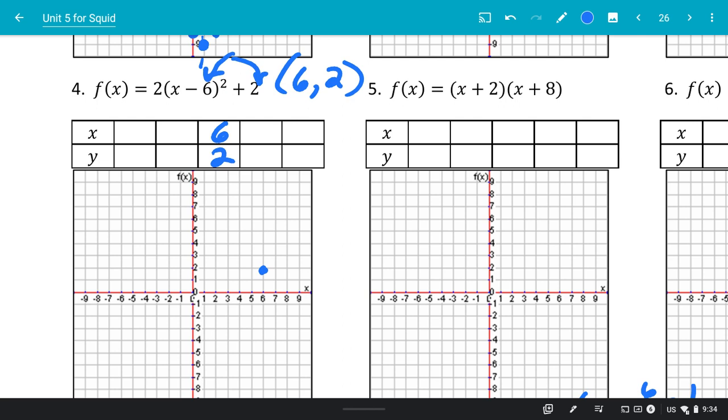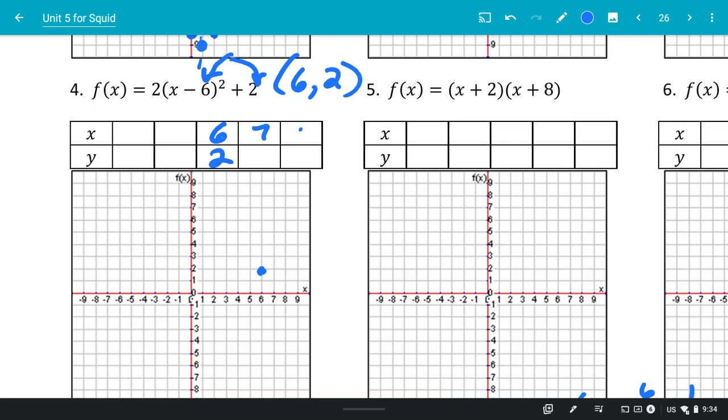Anyhow, moving on. So I need to choose other values. I'm going to choose 7 and 8 and 5 and 4. I can find my 5 and 7 really easily, can't I? Use my A values. Go up 2 over 1. Up 2 over 1. So those values are 4 and 4.